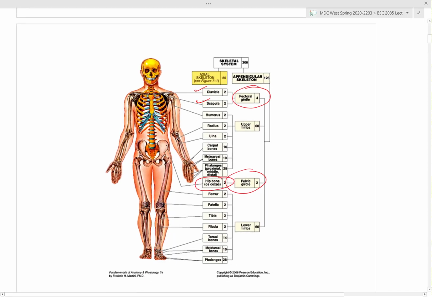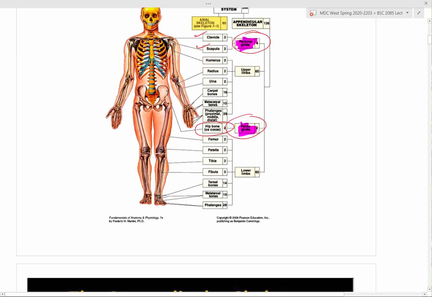So the appendicular skeleton, you guys know the appendages, right? The pectoral girdle versus what? Pelvic girdle, right? Which we talked about.